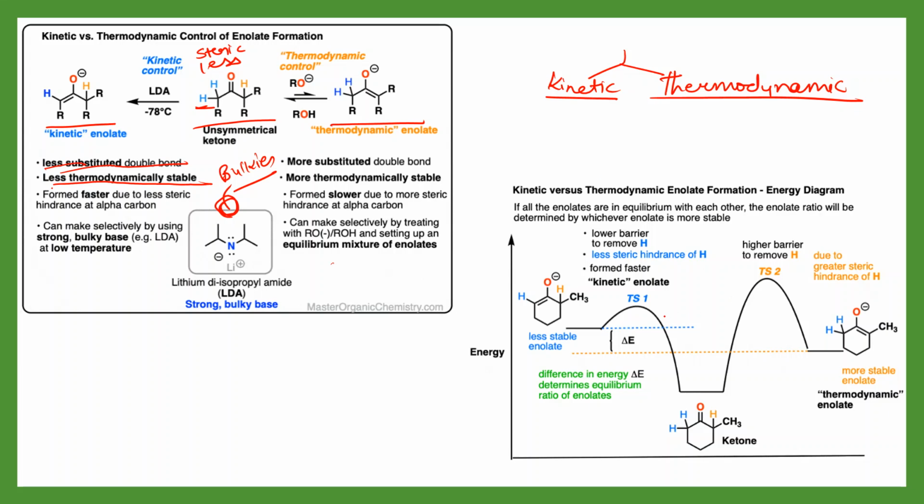So this is the diagram. If we look at stability, you can see that this thermodynamic enolate is coming lower than this kinetic one in the energy diagram. This means the thermodynamic enolate is more stable relative to this left side enolate. Correct?